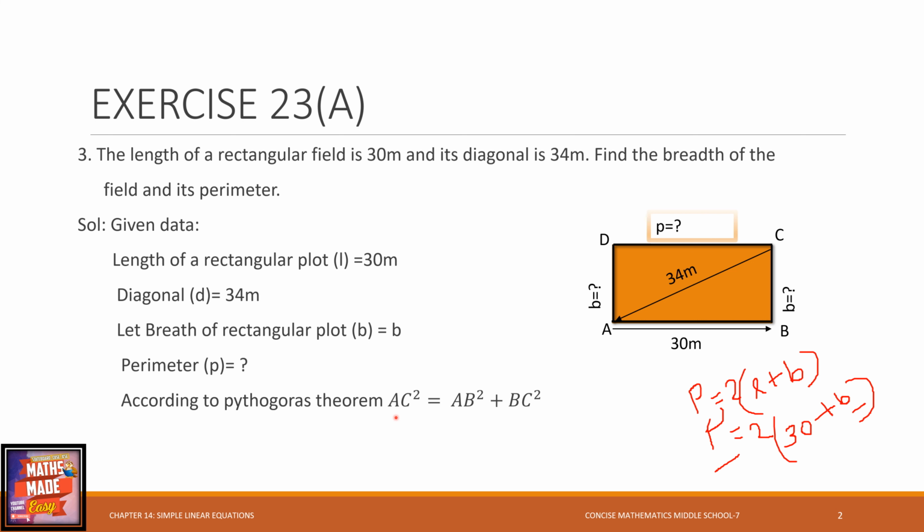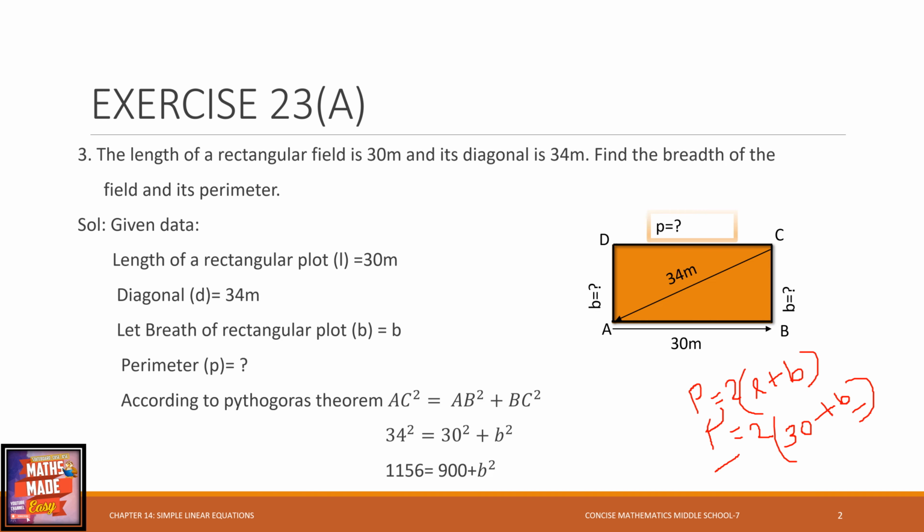According to Pythagoras theorem, the slanting side, AC square is equal to AB square plus BC square. So this is the formula which you have to remember, and now just substitute the values. AC is 34. So 34 square is equal to AB is 30, so 30 square plus B square. Now 34 square is nothing but 34 into 34. It will be 1156. 30 into 30 will be 900. Right? 30 square is nothing but 30 into 30.